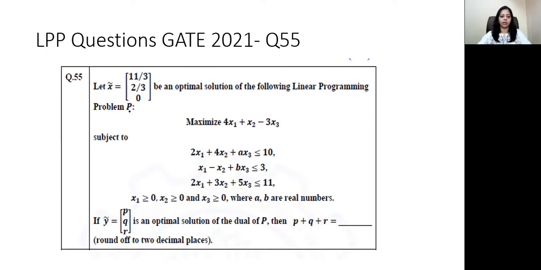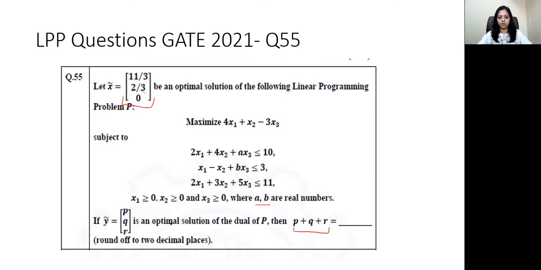You are given in the statement an optimal solution. As you can see, you are given x tilde. So this is an optimal solution of the following linear programming problem. You are given an LPP with three variables and three constraints. Three variables are having the non-negativity restrictions, and there are some arbitrary unknowns a and b. And then it says if y hat is (p, q, r), an optimal solution of the dual of P, then p plus q plus r is equal to, and you have to round off to two decimal places. So basically you need to find this and then round off to two decimal places.